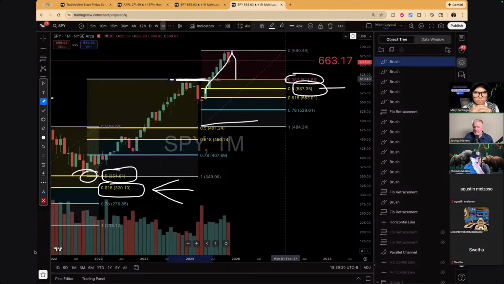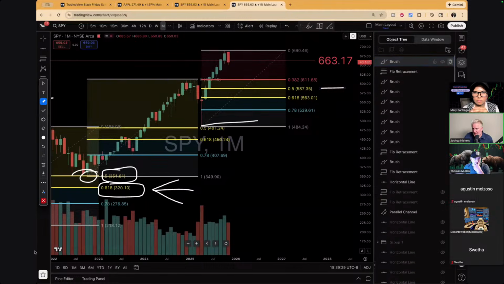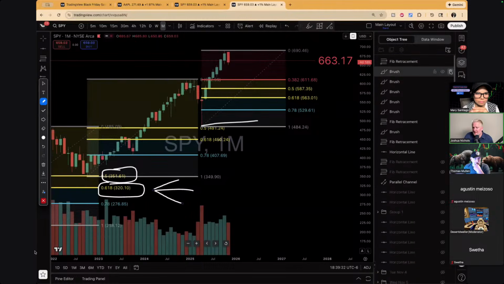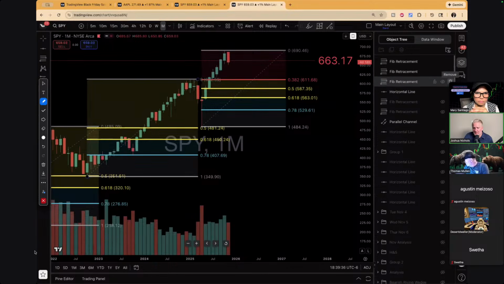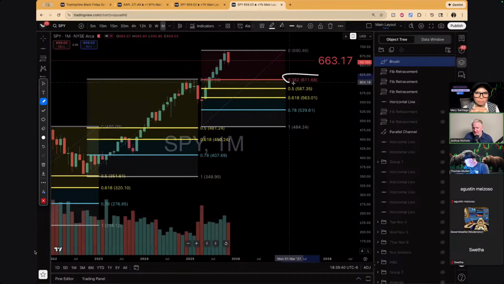Okay. So you can see that in the worst case scenario, this could come back to 610. And that's if it had a catalyst. I personally don't see the catalyst in the market. We've got good earnings. NVIDIA, king of the AI rally, just reported, shock and awe earnings. And so I don't even expect a pullback to 611.